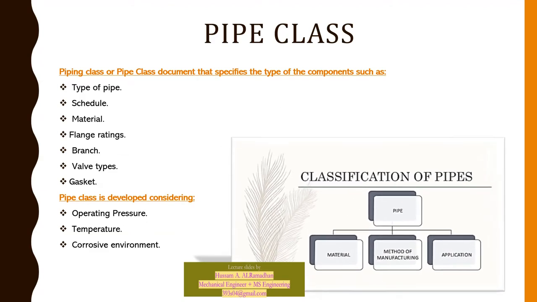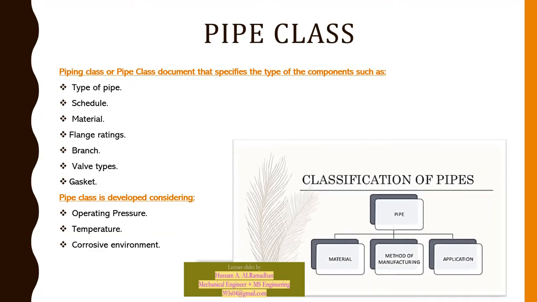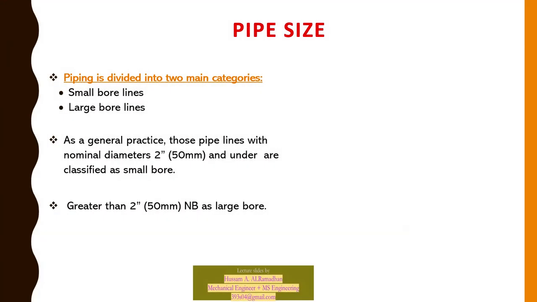Pipe class. Pipe class documents specify the type of components, such as type of pipe, schedule, material, flange rating, branch, valve type, and gasket. Pipe class is developed considering operating pressure, temperature, and corrosive environment.